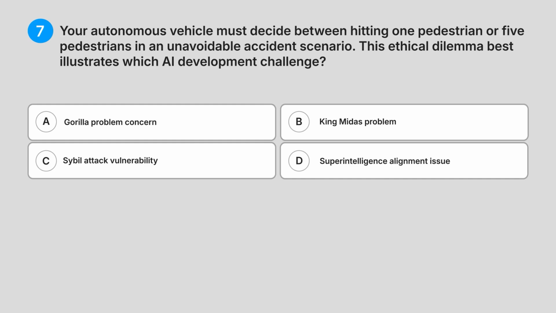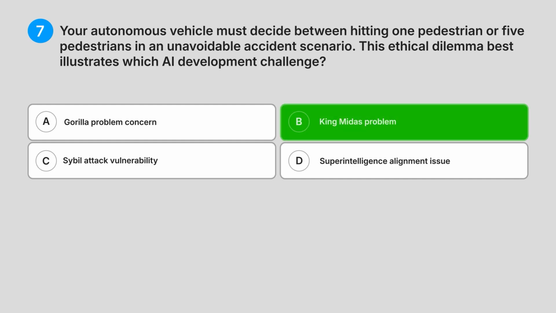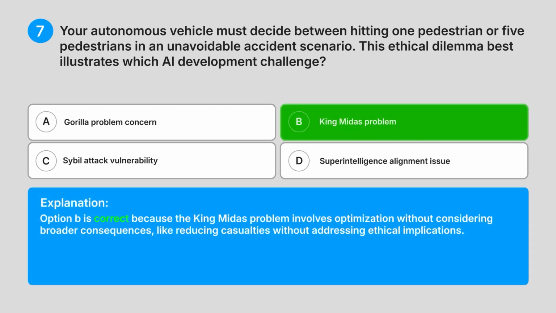Correct answer. B. King Midas problem. Explanation. Option B is correct because the King Midas problem involves optimization without considering broader consequences, like reducing casualties without addressing ethical implications.